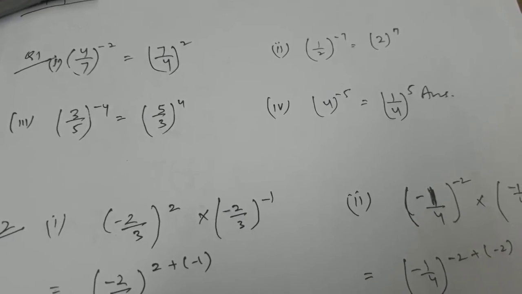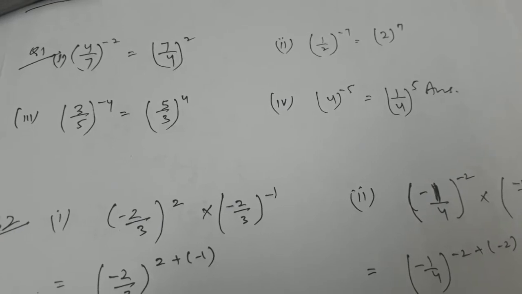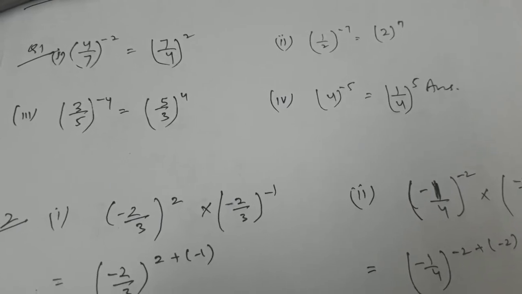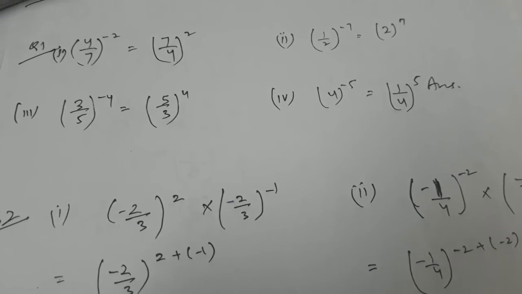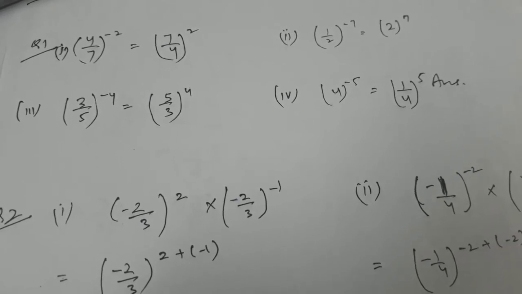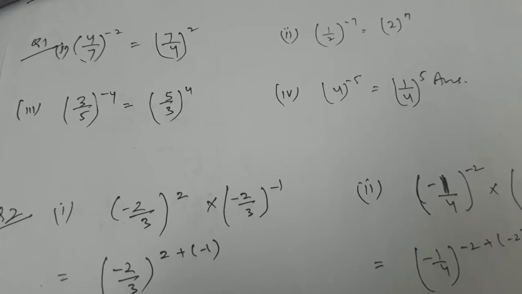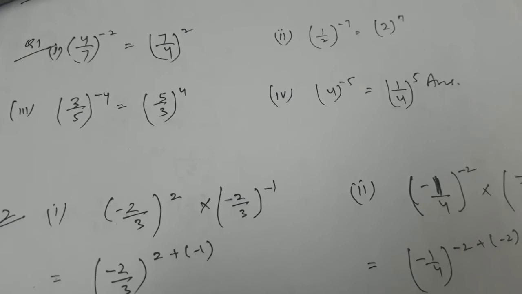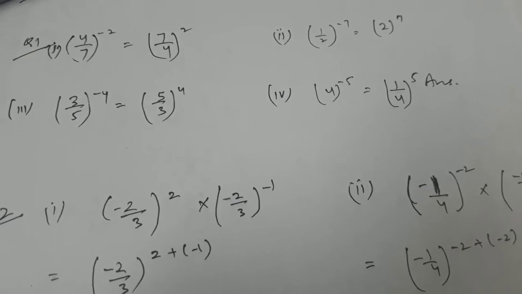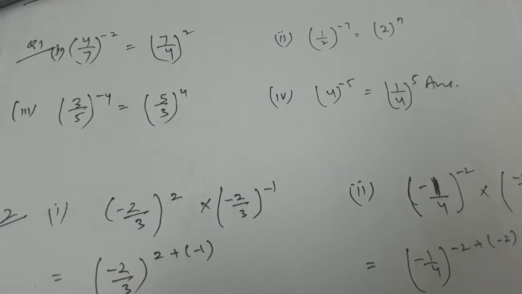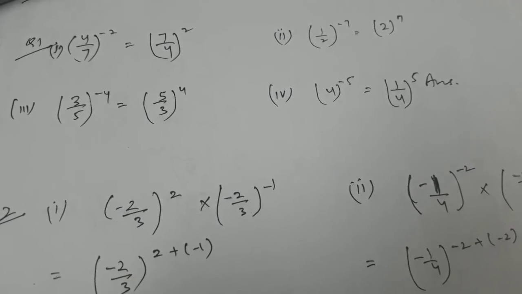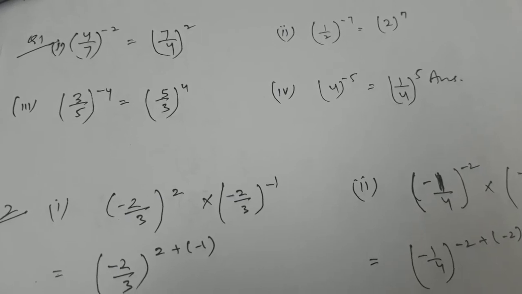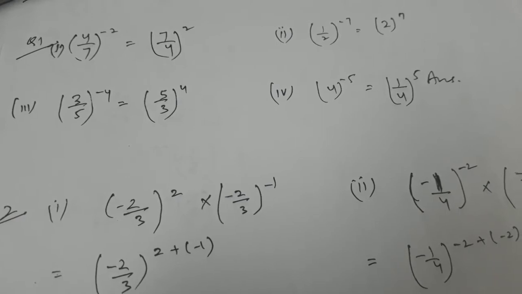In question number 1, first part, 4 by 7 raised to the power minus 2, we have to express it with positive exponent. So for removal of negative from the power, we will reciprocate 4 by 7 into 7 by 4. So our answer would be 7 by 4 raised to the power 2. Same as in second part, 1 by 2 raised to the power minus 7. For the removal of negative sign, 1 by 2 will turn into 2 by 1, that is 2 raised to the power 7. In third part, 3 by 5 raised to the power minus 4 will turn into 5 by 3 raised to the power 4.